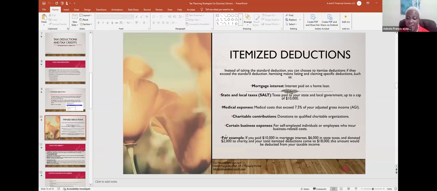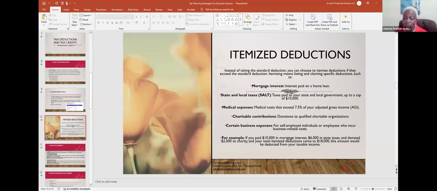If you live in a state like Illinois or Boston, where you pay state taxes, these are tax deductible. You have your medical expenses, your charitable contributions, which is very important. You also have certain business expenses. All this accumulates to itemized deductions. If you exceed the standard deduction, you can take itemized deductions instead of the standard deduction.